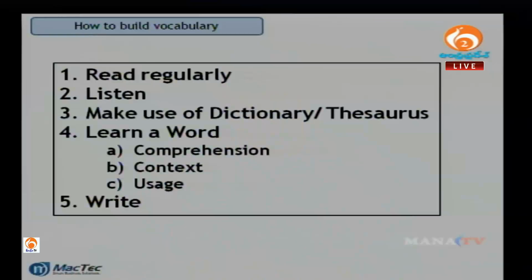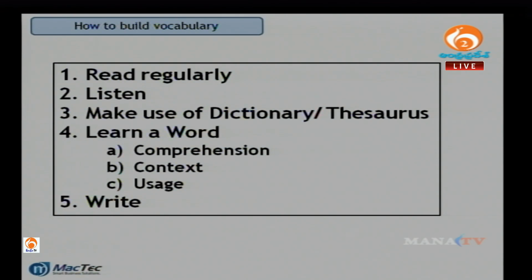So how do we improve? What do we do to improve our vocabulary? Step number one, read regularly, have the habit of reading a lot. Even reading a newspaper can help you build your vocabulary. Listen to a lot of lectures, listen to a lot of people, watch programs in English. Make use of a dictionary and thesaurus. We do not really use the thesaurus and dictionary anymore. In school days we used to.